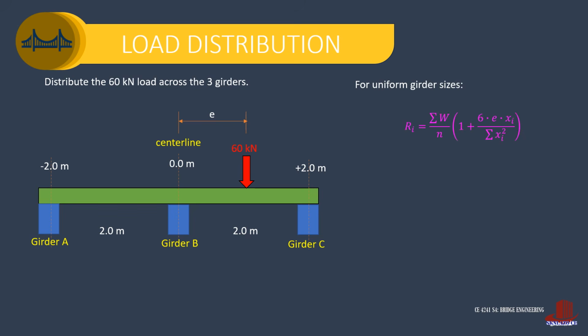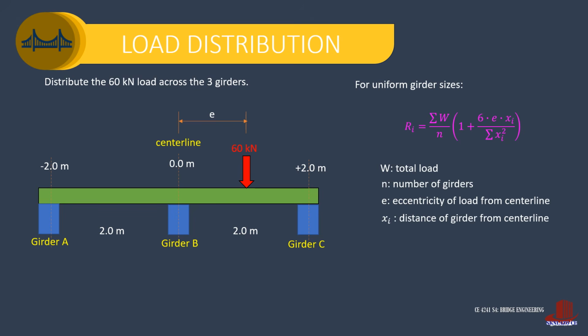A simpler equation is also provided for girders with uniform sizes. The equation as shown includes the same parameters: W for total load, N for the number of girders, E for eccentricity, and X for the distance of the girder from the center line.